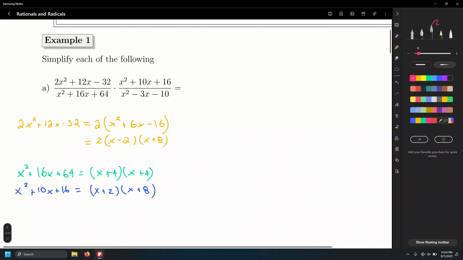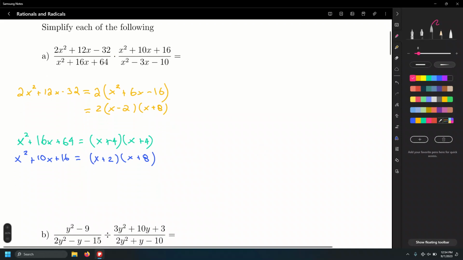And one more. Let's do the denominator of the second rational, that is x squared minus 3x minus 10. So again, that's a good one for the double bubble method. What are factors of negative 10 that add up to negative 3? Negative 5 and 2 looks like that is correct. Negative 5 and plus 2.